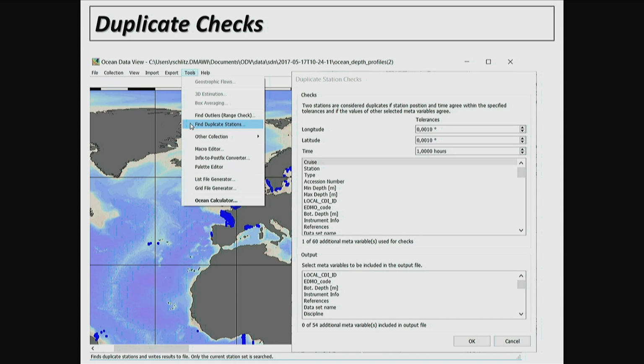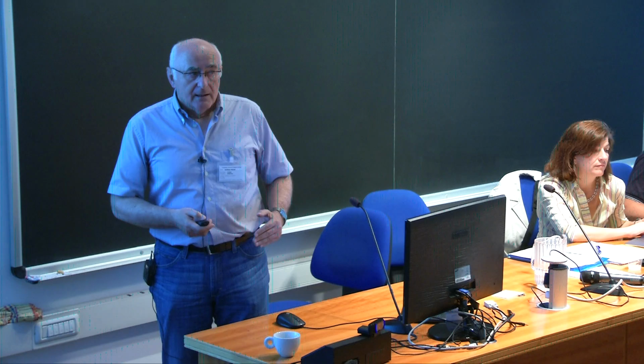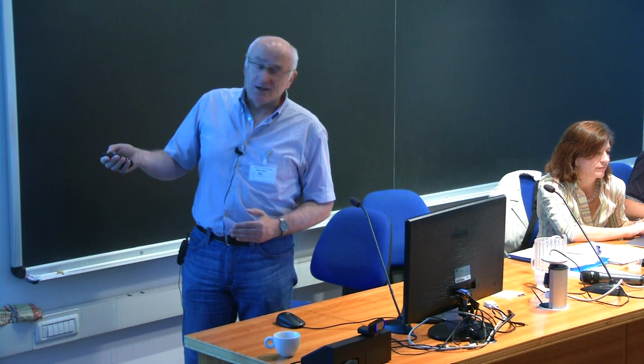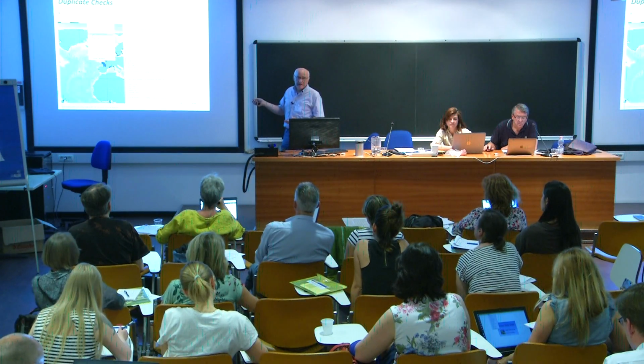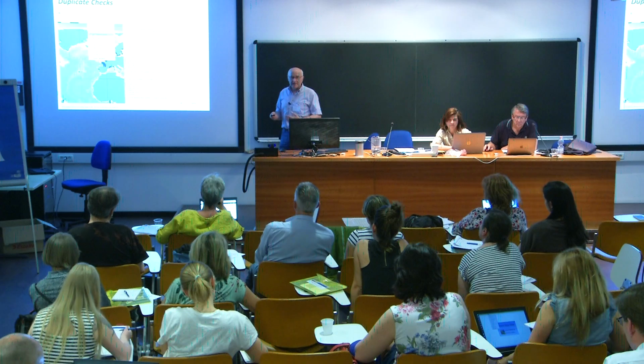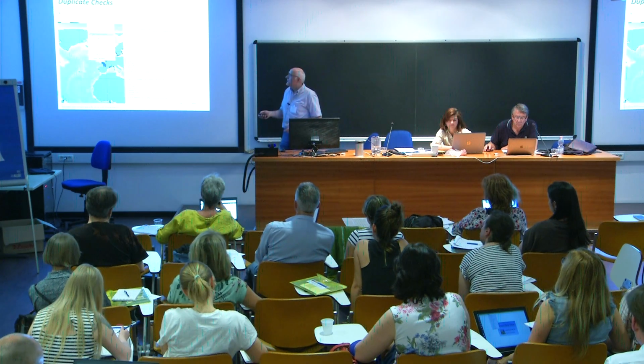Normally, these are very tight limits, like a thousandth of a degree, which is typically about 100 meters, and 1 hour. If ODV finds 2 stations in that collection that agree in position and time within these limits, they are considered duplicates, and they are added to a list of potential duplicates. These are the parameters that are always considered in looking for duplicates.